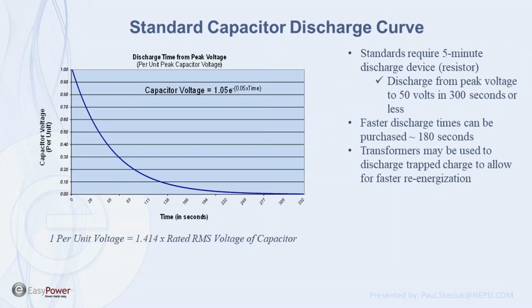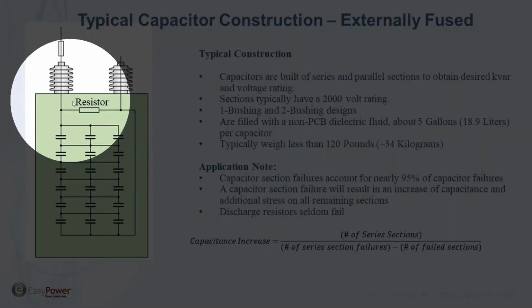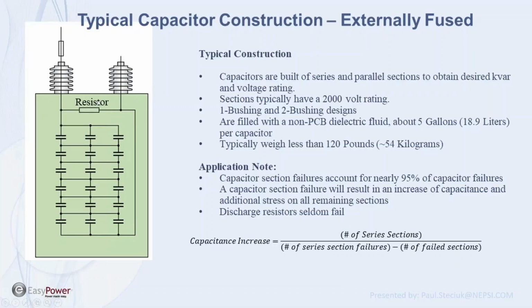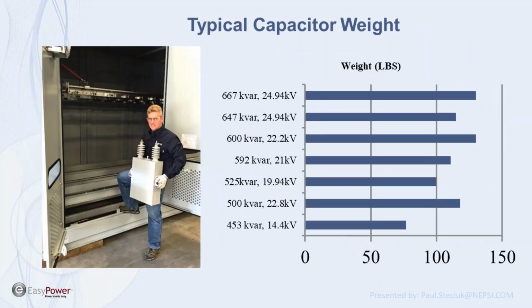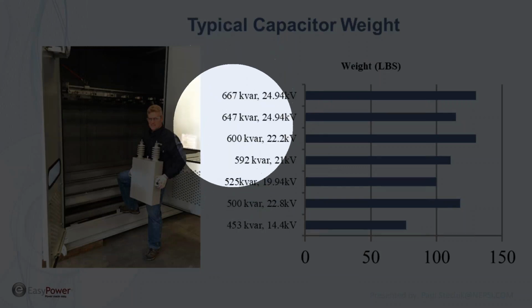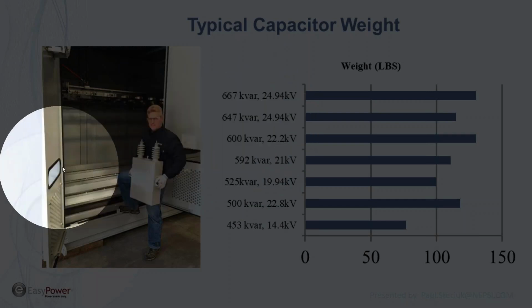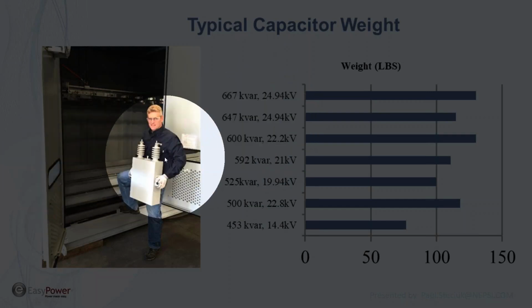We don't need to get into discharge. All capacitors have an internal resistor built into them. They all discharge in a 5-minute period per standards, unless it's specified otherwise. And think about capacitor rating. Typically, we're looking at between 500 and 600 kVAR. For metal enclosed, we like to use very large capacitors. Why? Because we like the enclosure to be small.